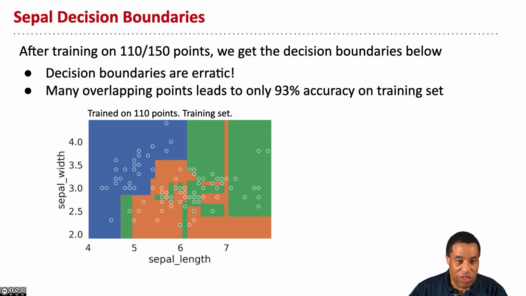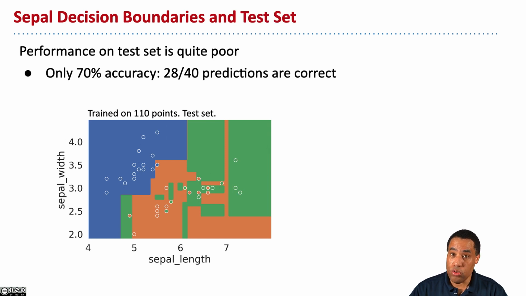But look at this. There's little islands of green and little islands or regions of orange, and they're all sort of intermingled. So it's really just chaos. And of course, if we actually do try testing it, we're going to see that the performance is going to be poor. We only get 70% accuracy, so only 28 out of 40 predictions are actually correct.